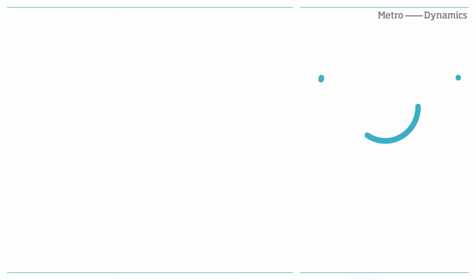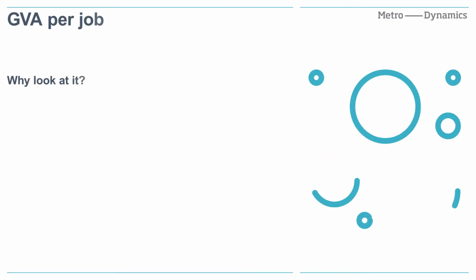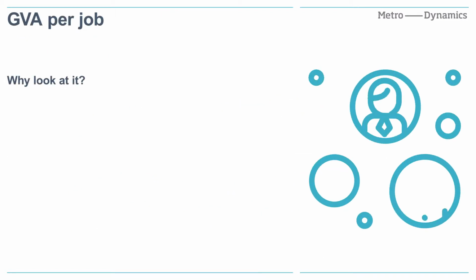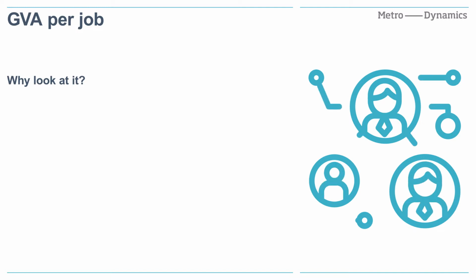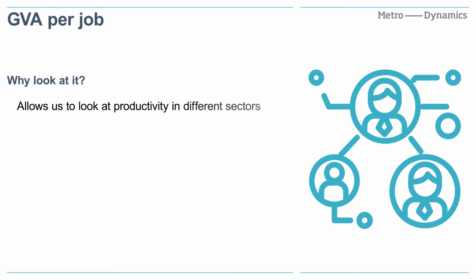We now move on to our other key productivity metric, GVA per job. As noted in Part 1, this is a less than perfect measure of productivity. However, it has two advantages over GVA per hour. Firstly, it allows for comparison across sectors, and secondly, it can be useful for looking at lower levels of geography. It can, for instance, be used for every local authority district.